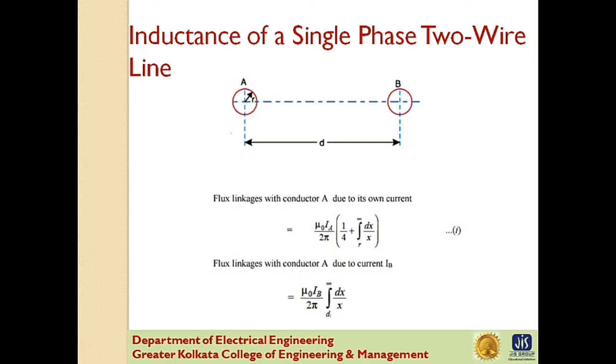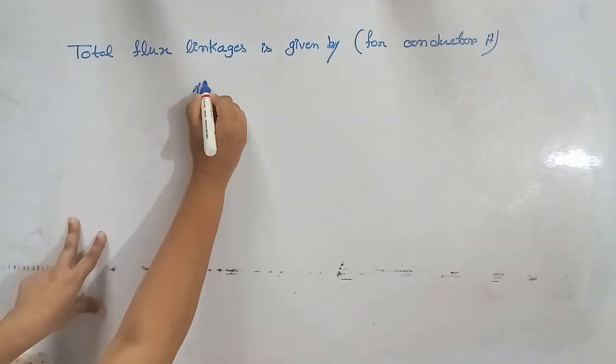There will be flux linkage with conductor A due to its own current, that is given by mu 0 IA by 2 pi, 1 by 4 plus integration R to infinity dx by x, and flux linkage with conductor A due to the other current IB is given by mu 0 IB by 2 pi integration d to infinity dx by x. Now I will do the derivation on the board.